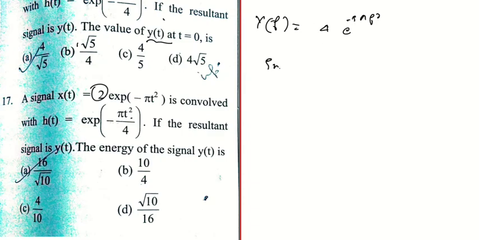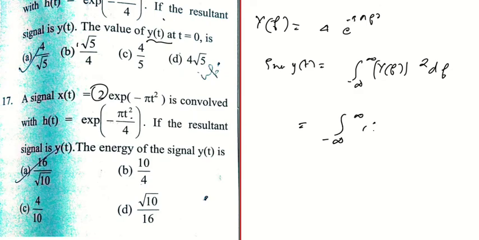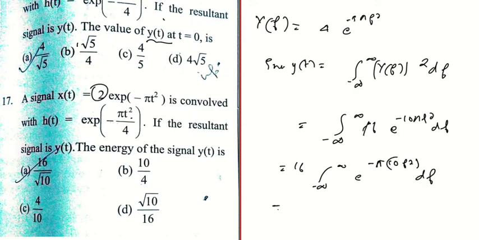And the energy of y of t is equal to integral minus infinity to infinity y of f whole square into df. So we are going to take the modulus and square it. That is 16 into e raised to minus 10 pi f square into df. It will be minus infinity to infinity, and by doing the substitution method that we did in the previous questions, we will get 16 divided by root 10. Okay.